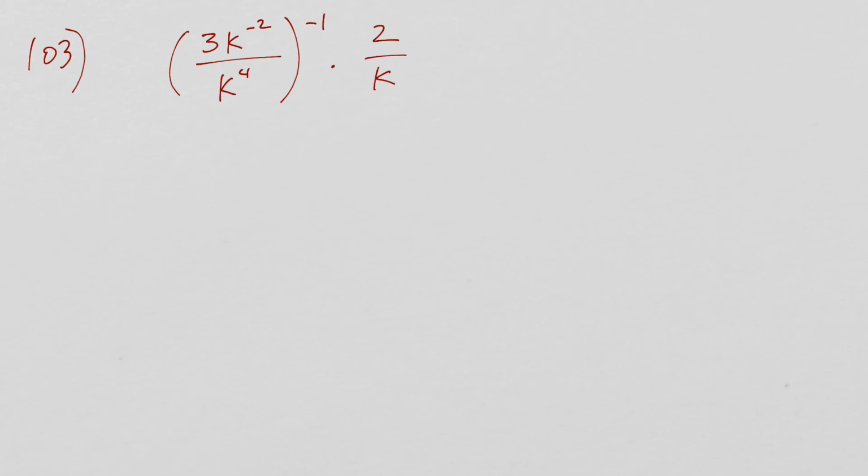Okay, I'll bring the negative 1 in here. So this is going to be equal to 3 to the negative 1, k to the positive 2, over k to the negative 4. That's the first fraction, times 2 over k for the second fraction. And then I can do a couple of things. Maybe I can cancel one of those on each one. And then I'll bring this up to the top and this down to the bottom.